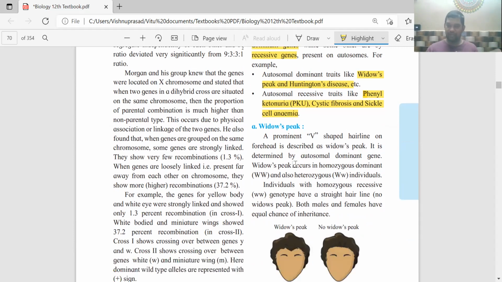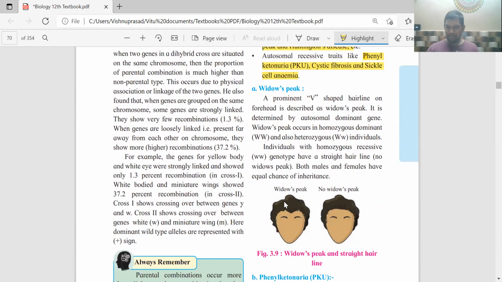So what is this widow's peak? Above the forehead we have the hair. In the center portion of the forehead above the eyes, you can see a small taper formation, called the widow's peak. Some others don't have it. It is naturally formed, and that is determined by an autosomal dominant gene.